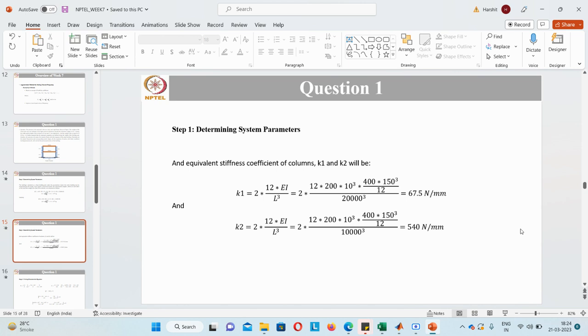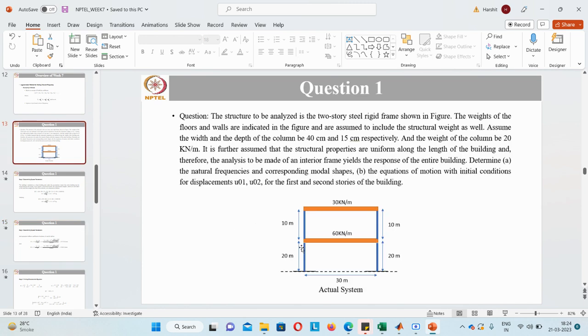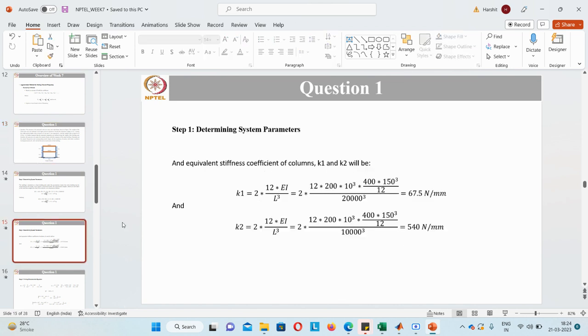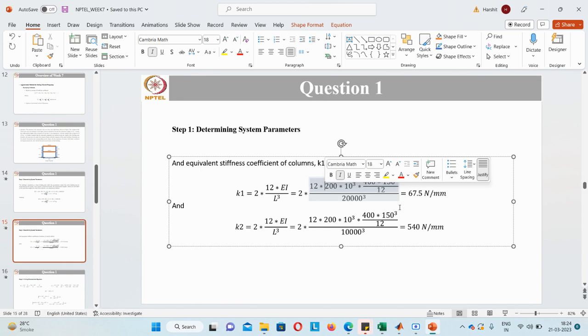And the stiffness of each floor will be computed as an equivalent stiffness, the discussion that we had in week 1 of the course. So the stiffness K1 will be nothing but twice the stiffness of the first two columns, this column and this column. And the stiffness K2 will be twice the stiffness of the above two columns, so it will be two times this column. So K1 is nothing but 2 times 12 EI by L cubed. Since it is a steel frame, we can assume elasticity to be 200 GPa, so it is 200 into 10 to the power 3 MPa.